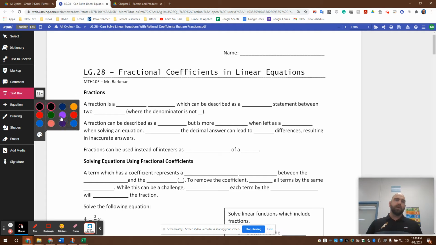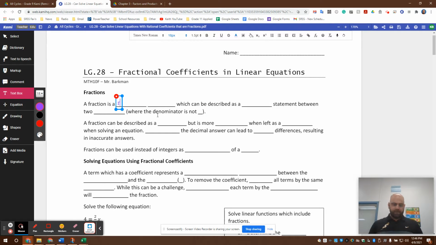Now, the first thing to go over, and we're going to start with this here, is that a fraction is a rational number which can be described as a division statement between two integers. And when I say integers, it's because we could have negative numbers in there as well. A negative number in a fraction will make the entire fraction negative. Two negative numbers would make it positive because it's a division statement.